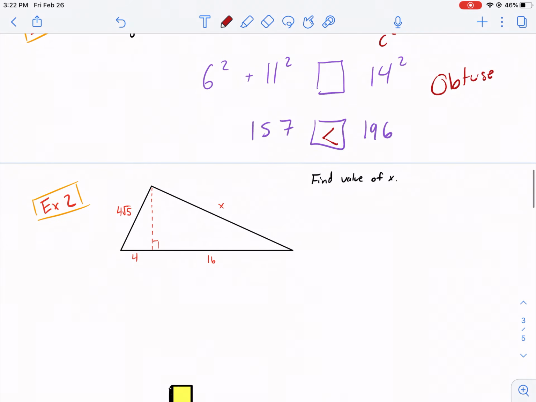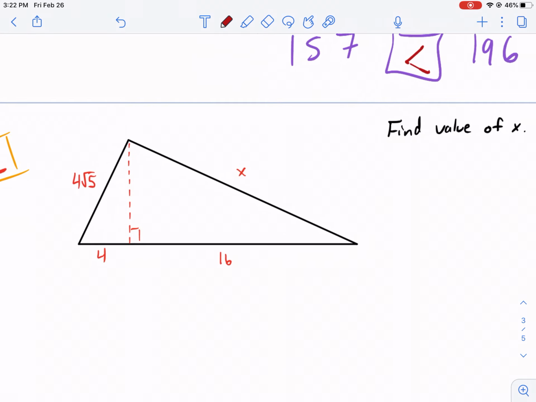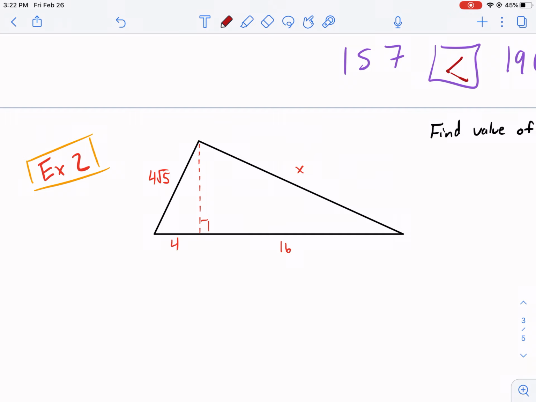All right, find the value of x. This is applying the Pythagorean theorem. And we have radicals. This is going to be a fun one.